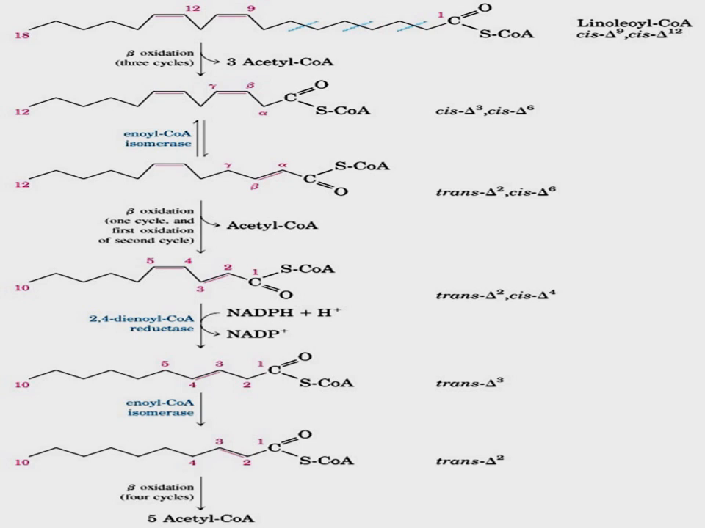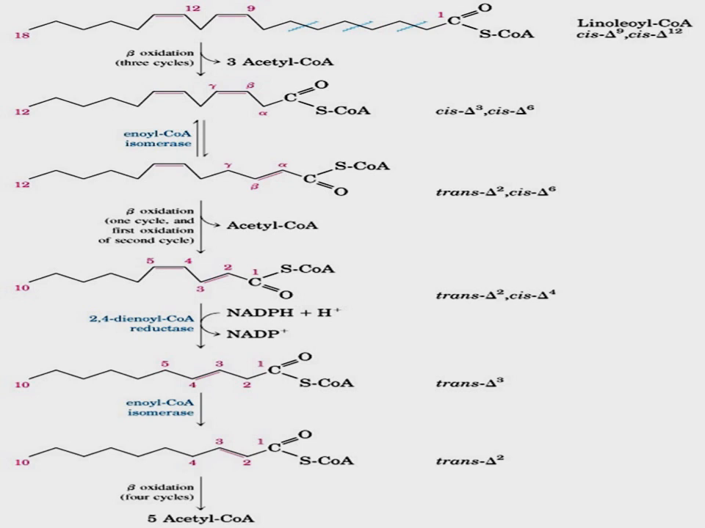After releasing acetyl coenzyme A, the product that is formed again re-enters the first step of beta oxidation of another cycle, and in that step the product formed again has 2 double bonds. One double bond is between the 2nd and 3rd carbon atom, which is a trans double bond, and the second double bond is present between the 4th and 5th carbon atom, which is a cis double bond.